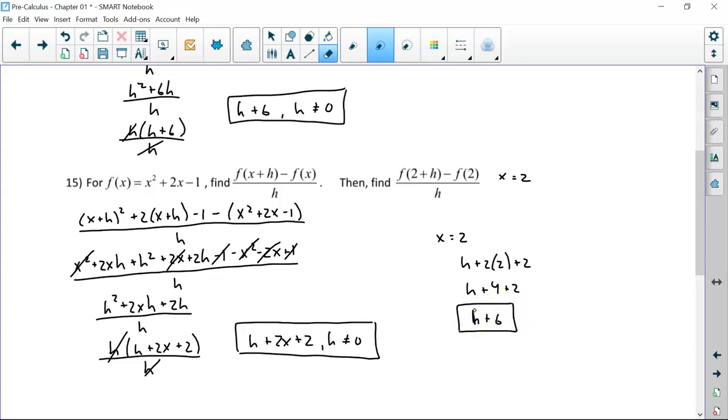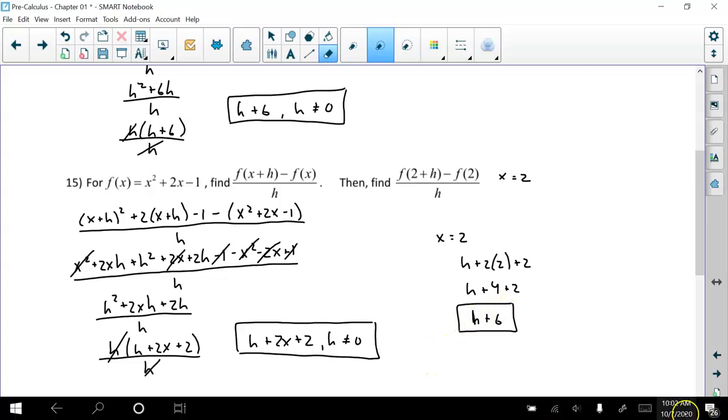And that is difference quotients. Keep in mind, it's all about substitution. The main thing we're doing that for is it fits in nicely with working with functions, and also as a preparation for calculus next year.